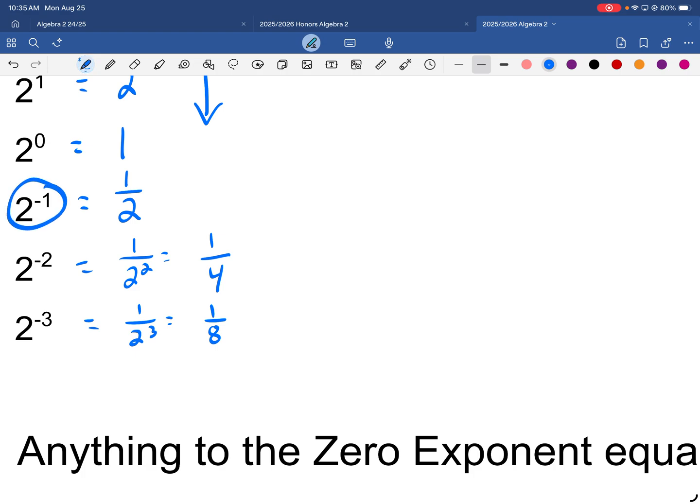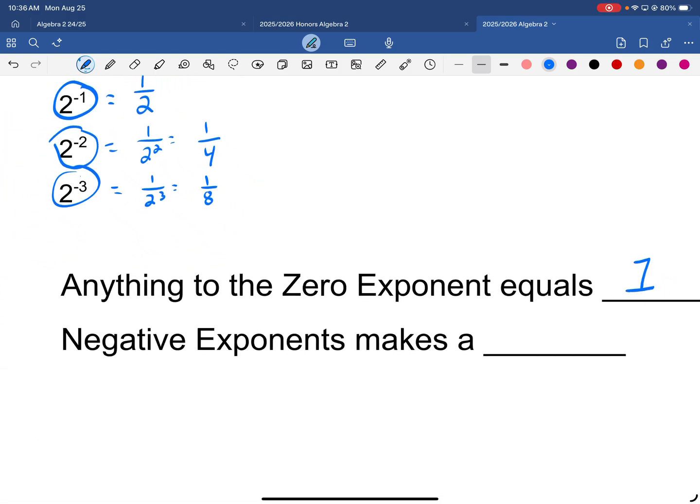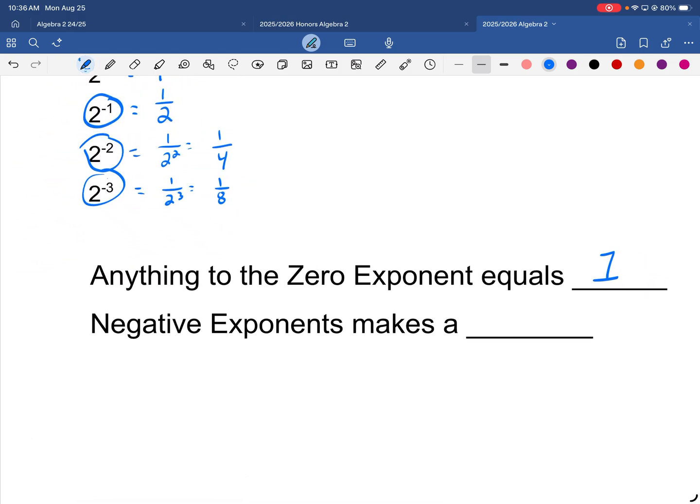So we want to put a definition for what happens if we have these negative exponents. Negative exponents make a fraction. And that fraction, if you'll notice, is created by taking whatever our base and our exponent was and putting it under 1. So if I have a to the negative third, I'm going to write that as the fraction 1 over a to the third.